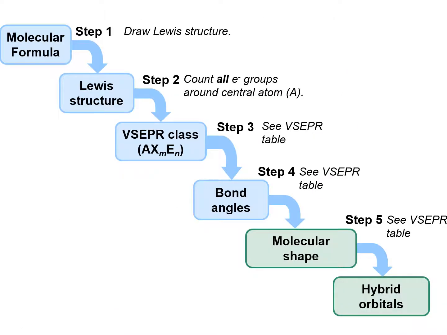This flowchart summarizes the steps required to determine the bond angles, molecular shape, and hybridization for a molecule. So the first step would be to start with a molecular formula, and we would use this to draw the best Lewis structure for the molecule. And this would include accounting for atoms that are required to obey the octet rule, accounting for formal charges, and resonance if necessary. Next, we would use this to write the VSEPR class for the molecule, and this is the form that we use for the VSEPR class. And once we know the VSEPR class, we can automatically determine the bond angles, the molecular shape, and the hybridization.